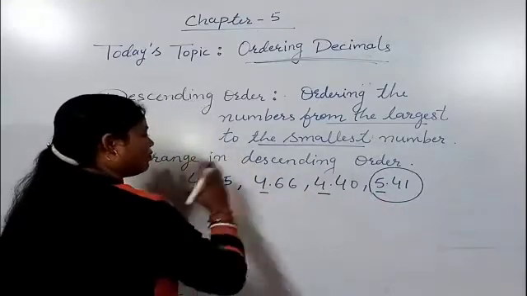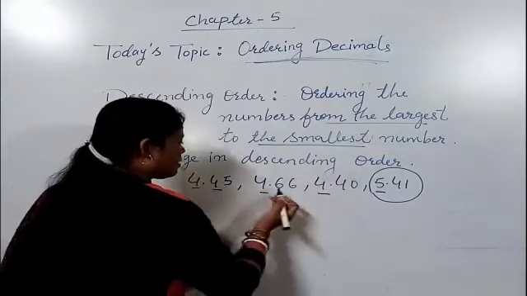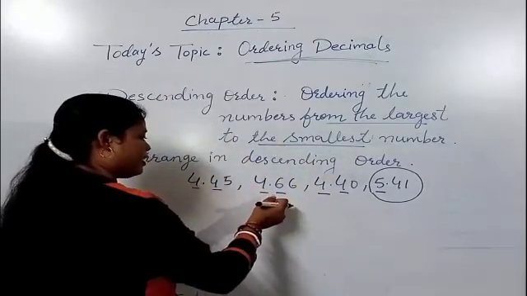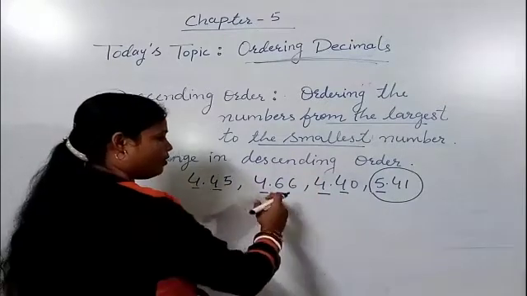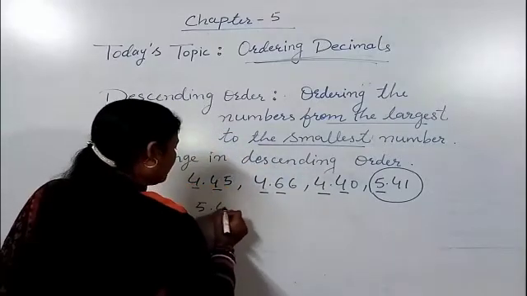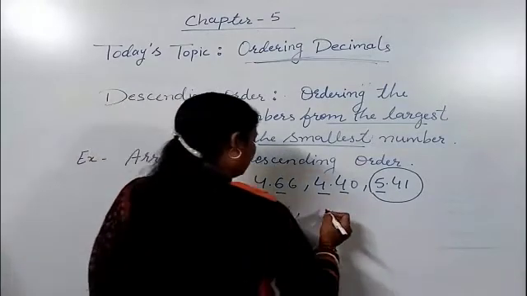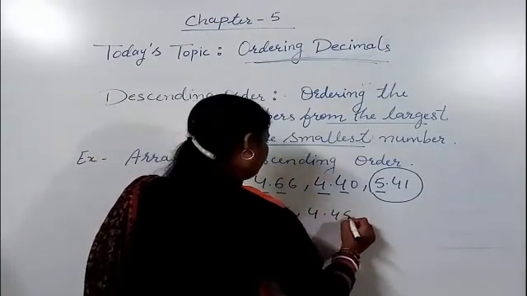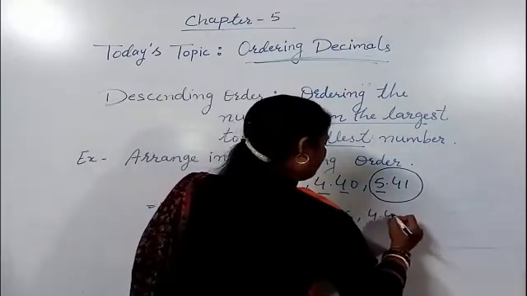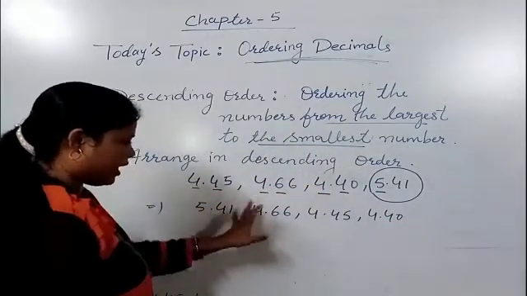Okay, now we'll see these three. Before the decimal all are 4, all are equal. Now we'll come to the 10th place. 4 here, 6 here, 4 here. So 6 is greater than 4. So we will take 4.66. Let's rewrite the example again: 5.41, 4.66, 4.45. First we will write these two as they are, 4.40. Okay. Now 5.41 then 4.66.